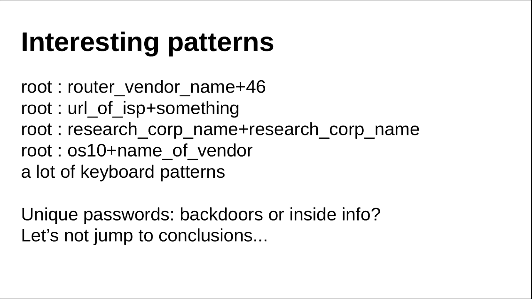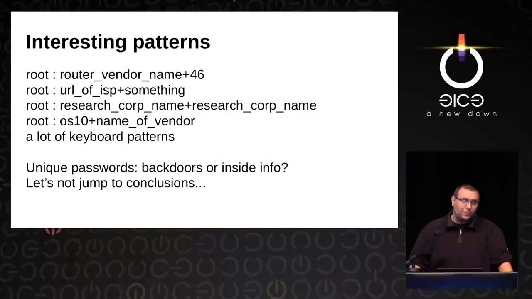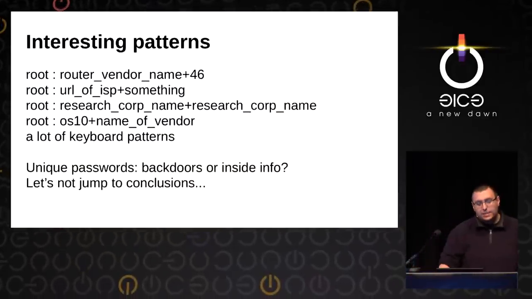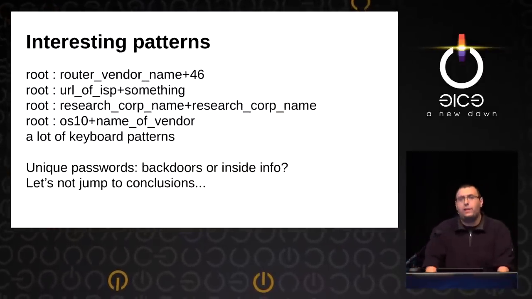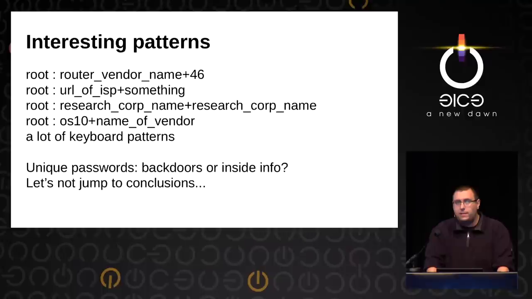When you download all the username and password combinations that are used, you start to see some interesting patterns. For instance, very popular with a high number of hits is root and anonymous, a router vendor name plus 46. When you Google it, it's not a default password. You cannot find it as a default password. The second one is the URL of a popular ISP plus some random string.